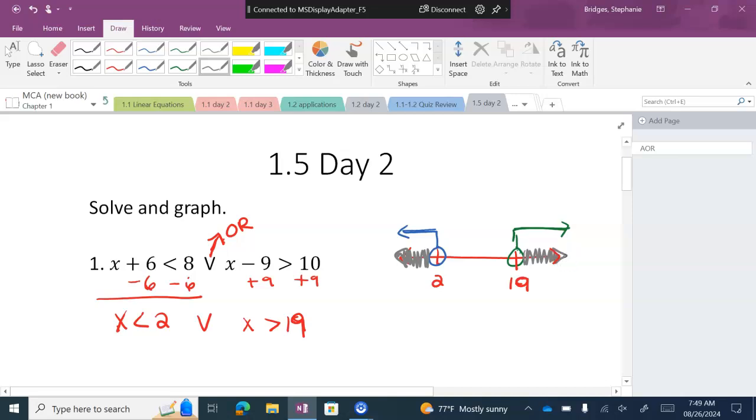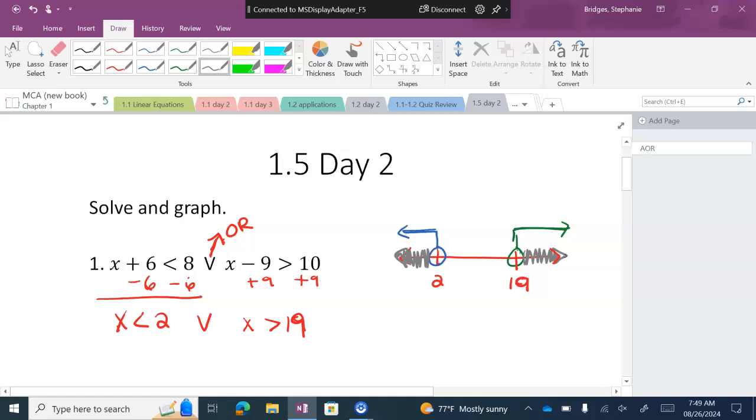So that shading, the gray area, is where I'm representing one or the other. I could have both, but I only have to have one of them true. That's what a normal OR graph should look like. It's not one of our special cases. OR generally is going to go to the outside like that. Okay.